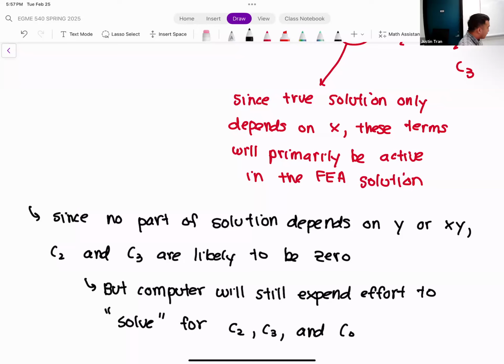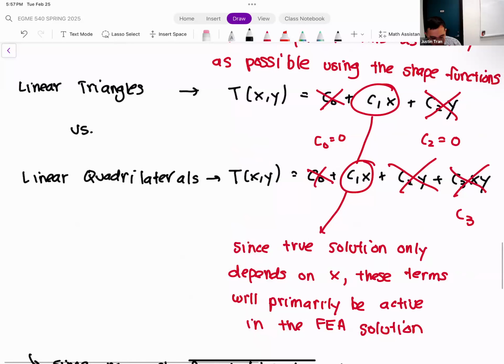And so in this very unique, very contrived situation, you could actually make the argument that linear triangles are more superior to linear quadrilaterals, which goes against some of the logic we may have discussed before. Because really, there's no point in computing these extra terms, because they are not going to contribute anything significant to the solution.